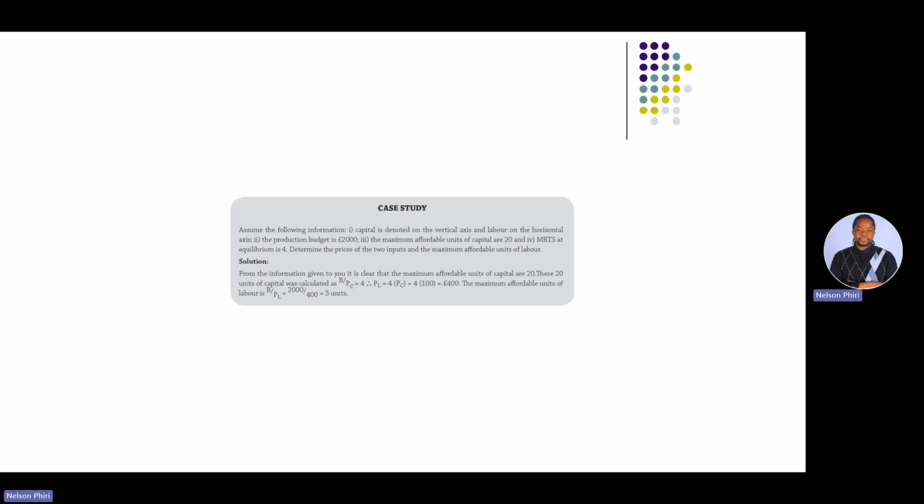So nice equations to note that become handy. You need to know those equations: price of labor over price of capital is equal to MPL over MPK, marginal productivity of labor over marginal productivity of capital. So that equation becomes useful in this case study. So something that you ought to know there.